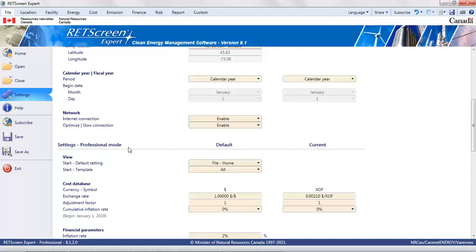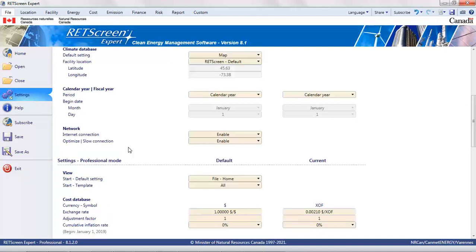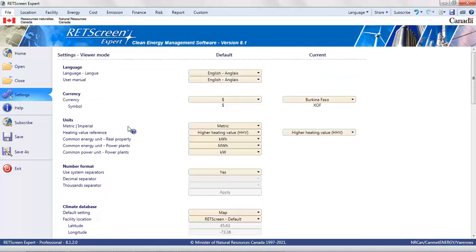While I am on the settings page, I might consider the convention used for specifying the energy content of fuels. Outside of Canada and the USA, the lower heating value is commonly used. However, since I've already opened this analysis with the higher heating value selected, I won't change this now. It is best not to change the heating value convention for an analysis that has already been started.